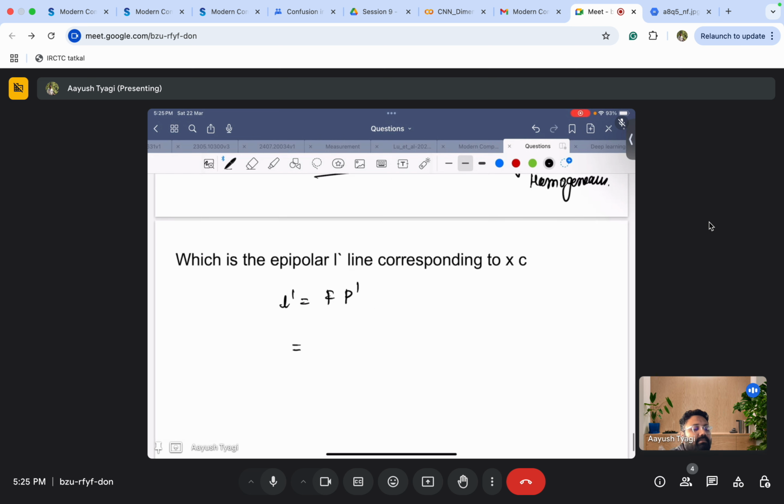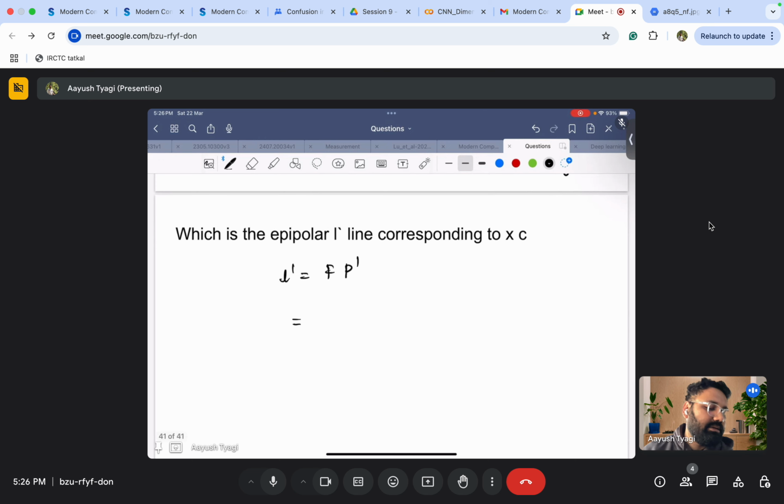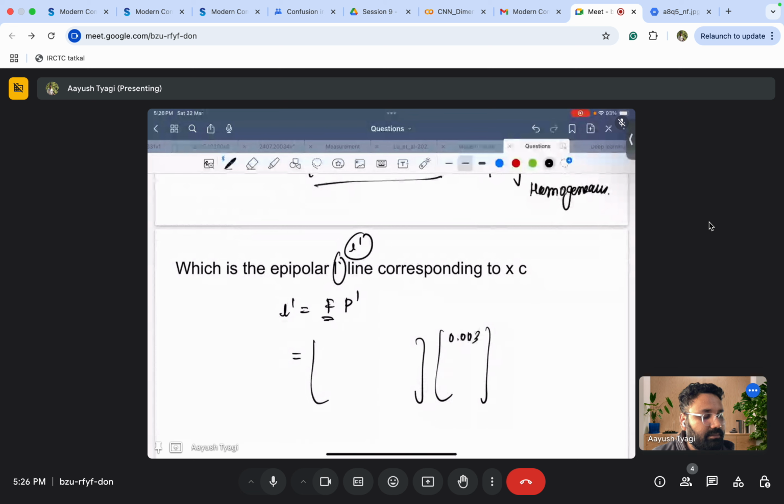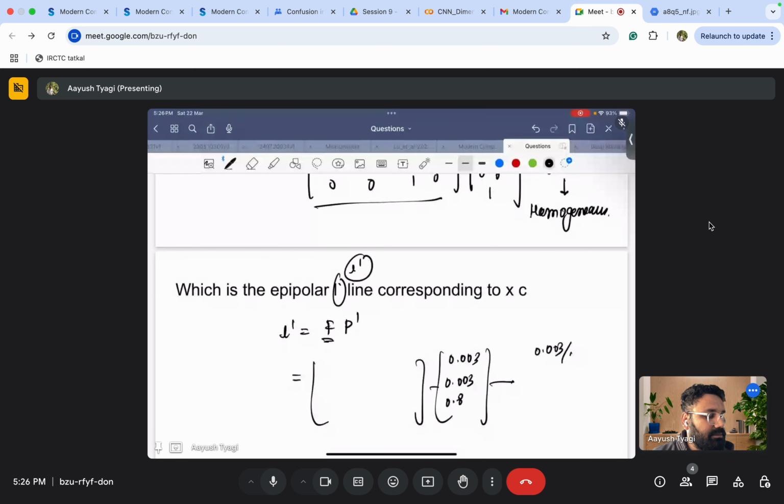Now what you want is the epipolar line l dash corresponding to this point. So what you do is multiply the fundamental matrix with this p dash, which is the point in the first camera plane. So you have 0.003, 0.003, and 0, minus 0.8. You can convert it into the homogeneous coordinate space, right? Divided by 0.8, 0.8 and 1, and you just multiply with the fundamental matrix. The fundamental matrix is given by this, right? So you get a line.